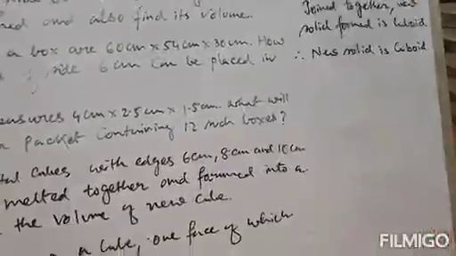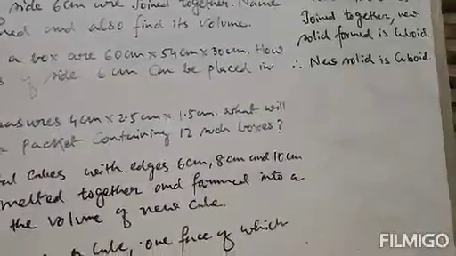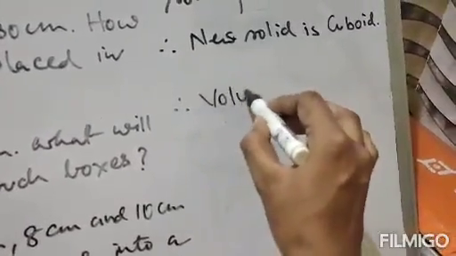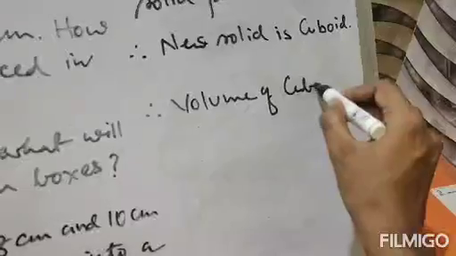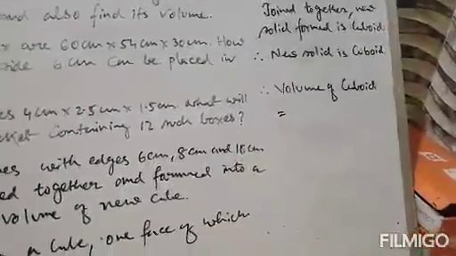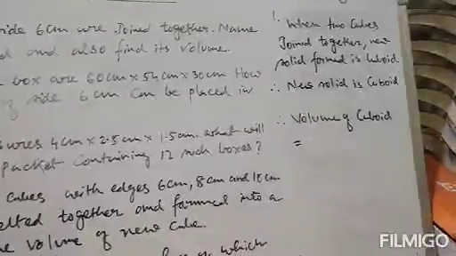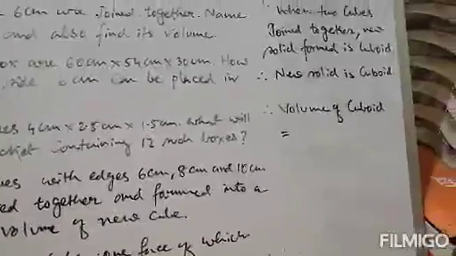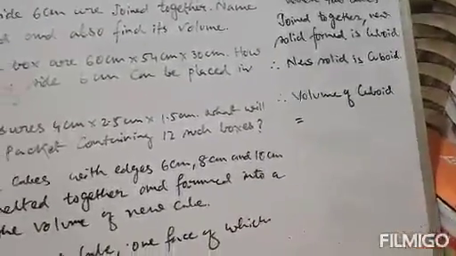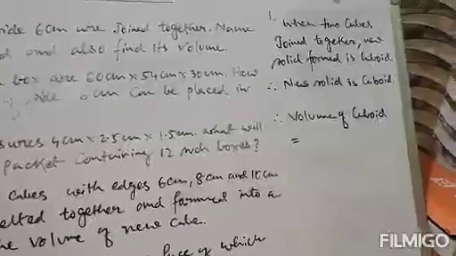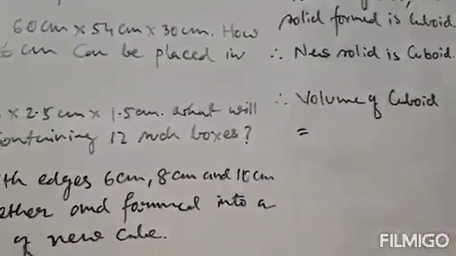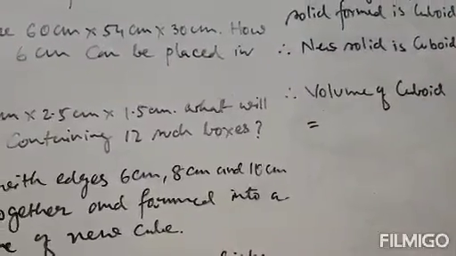So volume of cuboid means length into breadth into height. That is the volume of cuboid. So we will find the volume of cuboid. Clear? But in case of cuboid, length, breadth and height are different. In case of cube, length, breadth and height are the same, but in case of cuboid they will be different. To find the volume of cuboid, we need length, breadth and height.